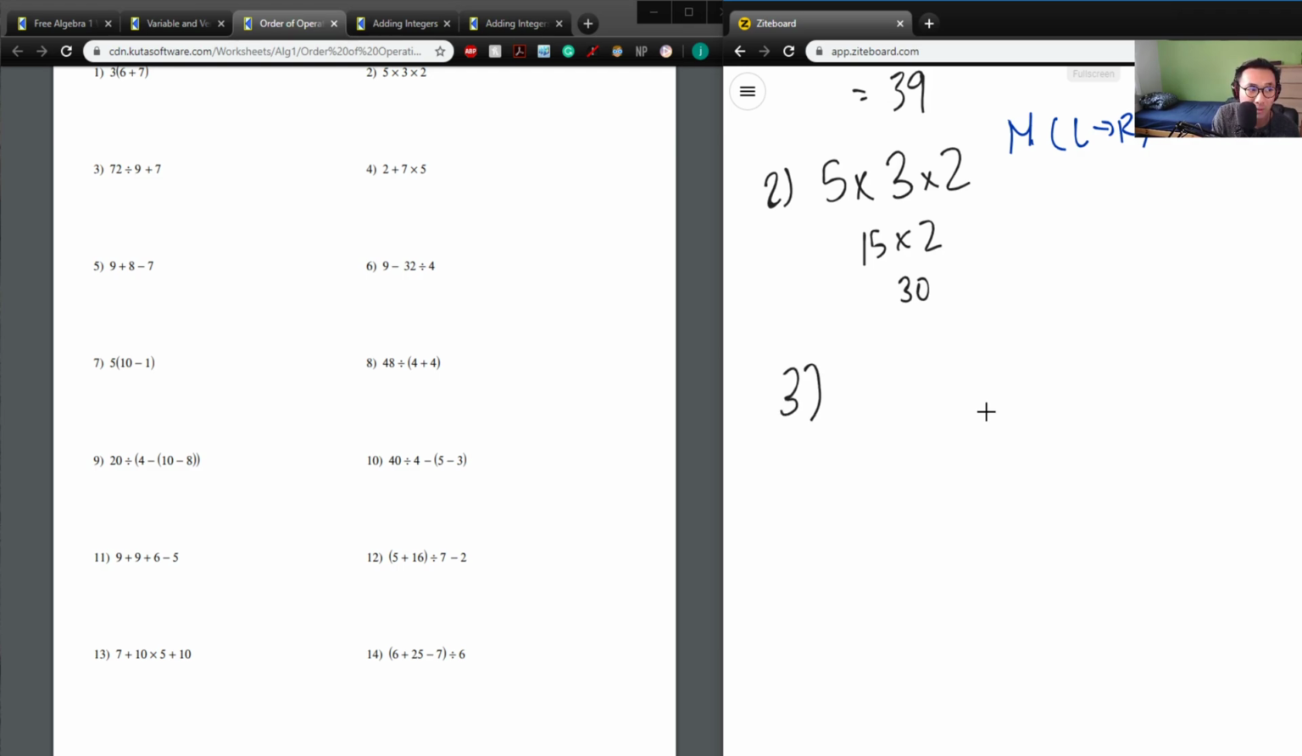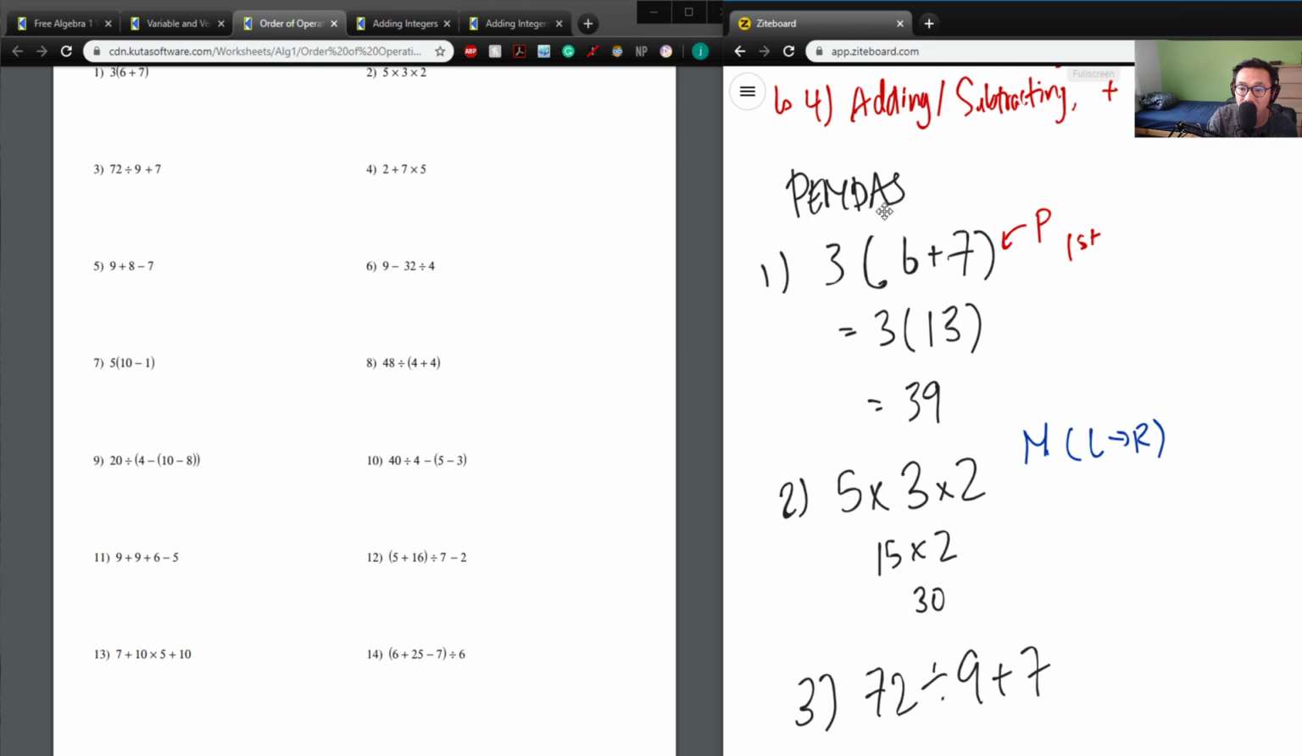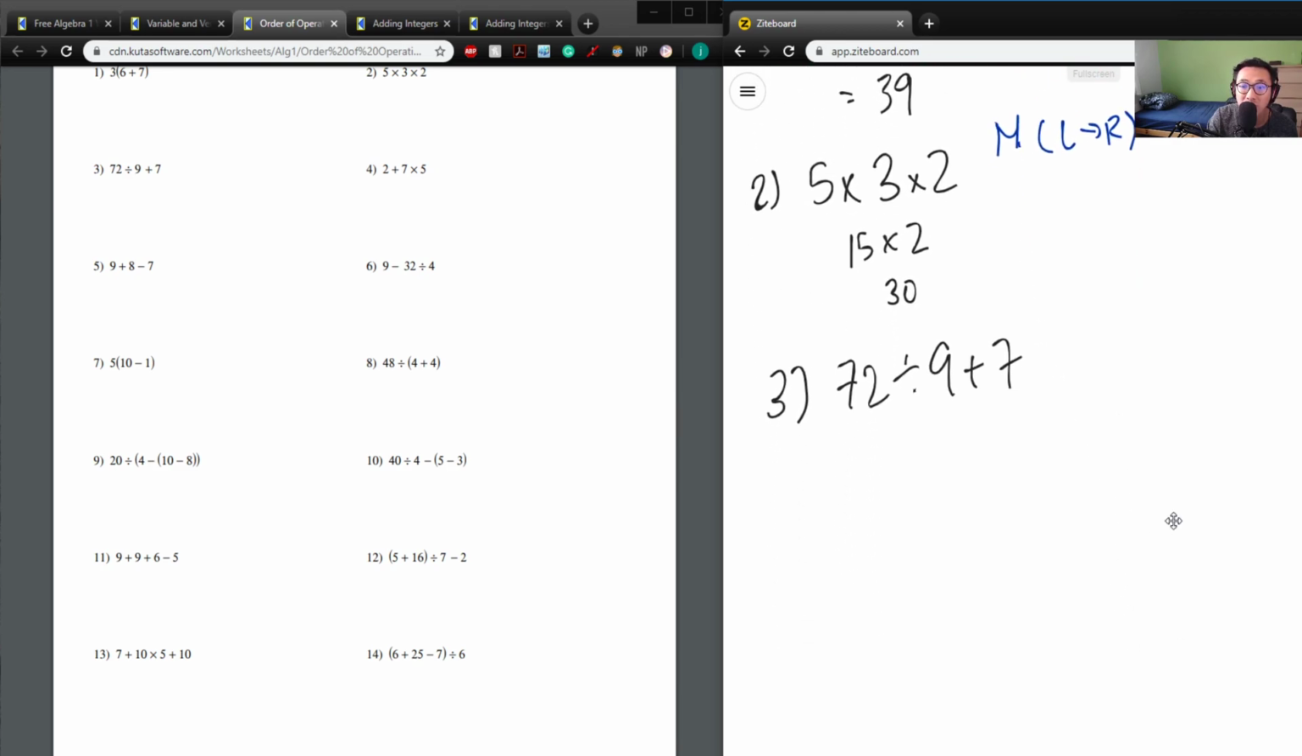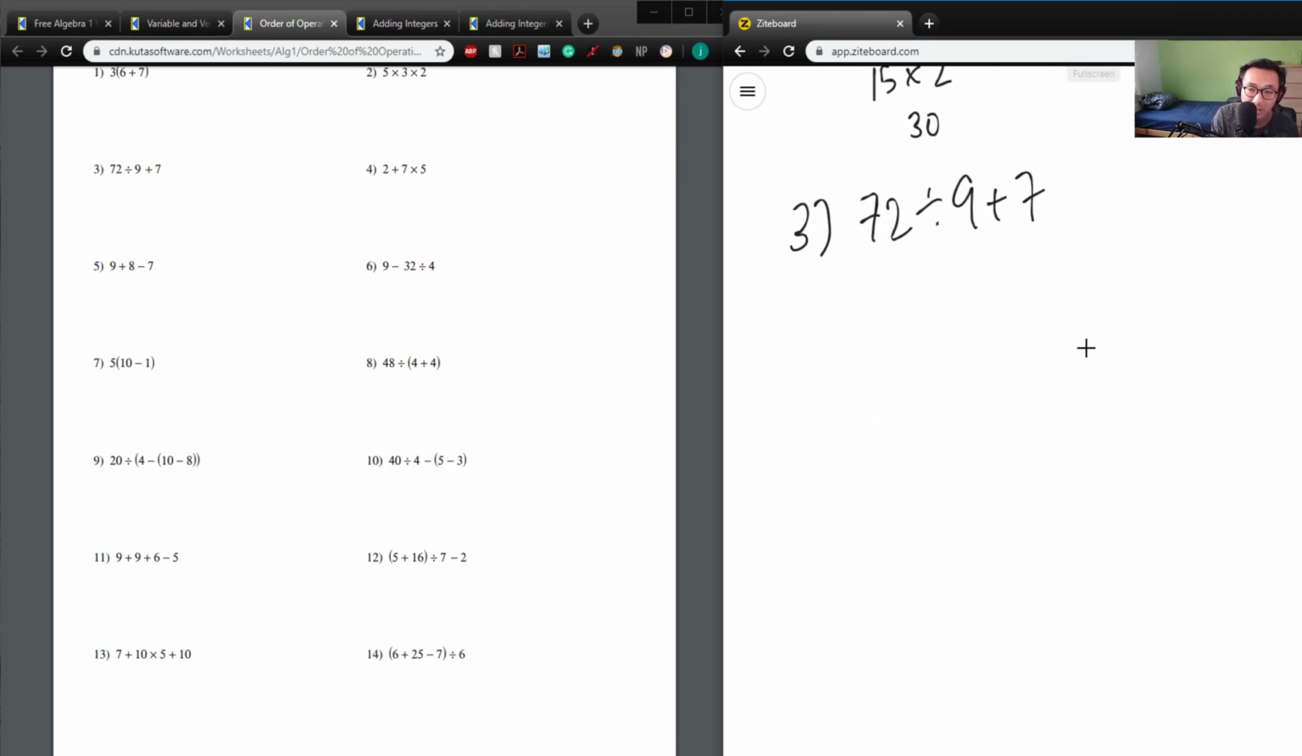So there's question 3. We have 72 divided by 9 plus 7. So again, in this case, we have two operations. We have division and we have addition. So according to PEMDAS, D is before A, so we're doing division first. So again, 72 divided by 9 here is 8. And then we still have our plus 7. 8 plus 7 obviously is 15. And that's going to be our answer for number 3.